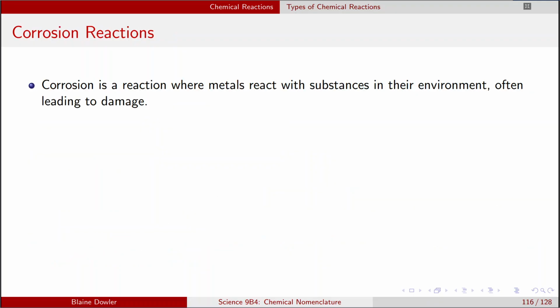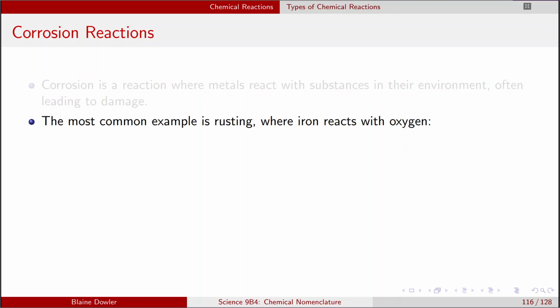Corrosion is a reaction where the metals react with substances in their environment, often leading to damage. The most common example is rusting, where iron reacts with oxygen. It's not combustion. That has flames, it's very rapid, releases a lot of energy. Corrosion is much, much slower.